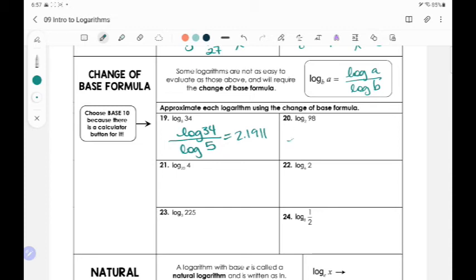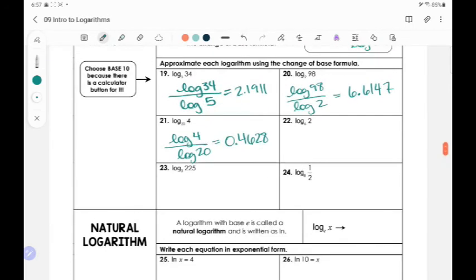So this one we're going to have log 98 over log 2, and that's going to equal, put it in your calculator, 6.6147. And then here we've got log 4 over log 20. Notice which one is going on top and bottom. Whenever you are ready, you could just fast forward, finish some on your own, check your answers, and go on to the next section. Log 2 over log 6 equals 0.3869. Make sure your decimal is clear to see.